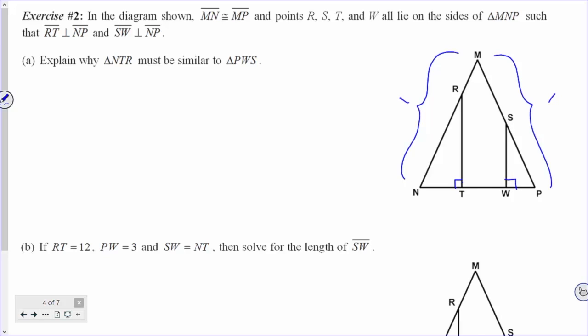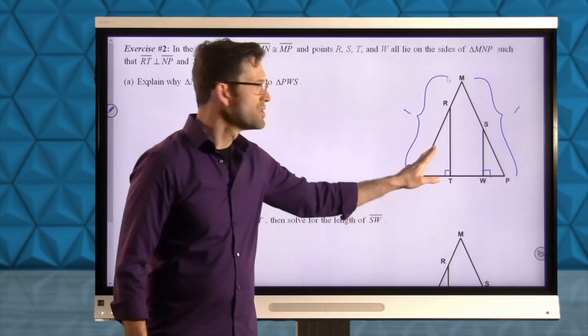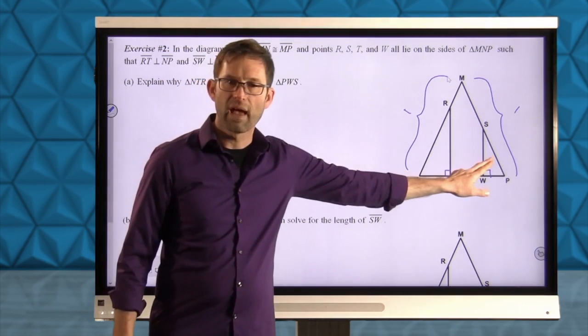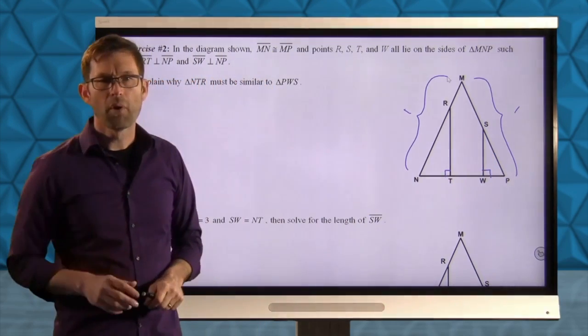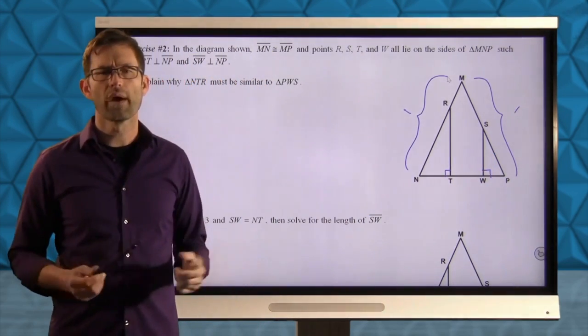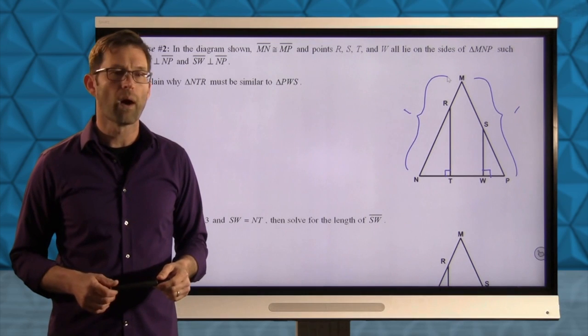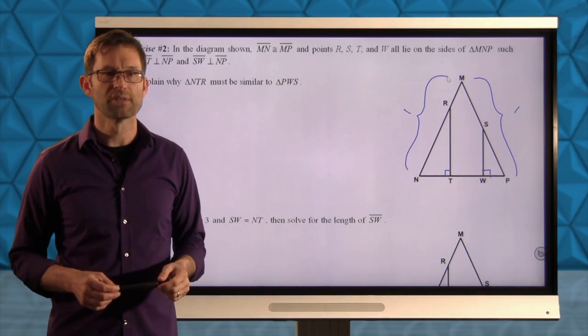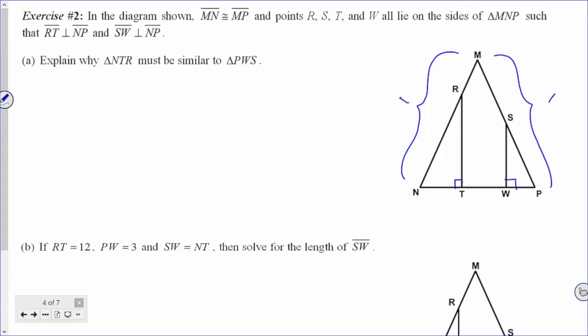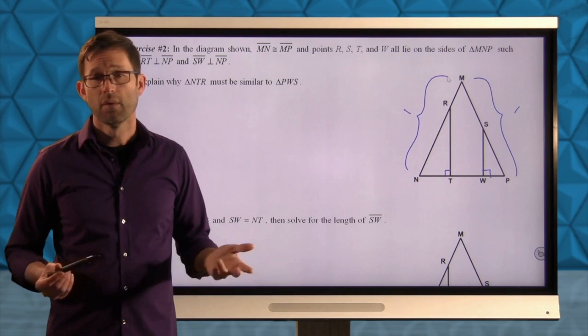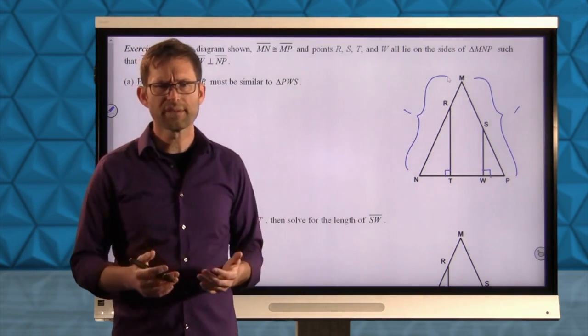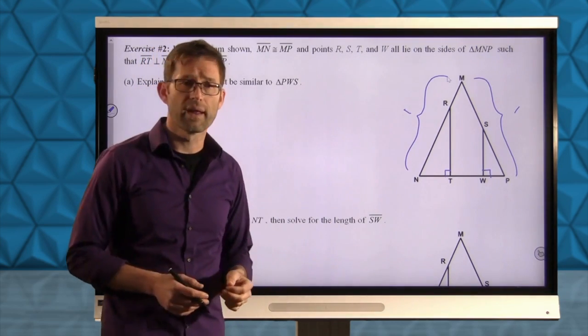Explain why triangle NTR must be similar to triangle PWS. So why does this right triangle have to be similar to that one? Pause the video now and see if you can write out maybe a paragraph proof on why those two triangles must be similar. All right, well, let's talk about it. Let's kind of sketch out the proof. Actually, maybe we'll start writing it out.